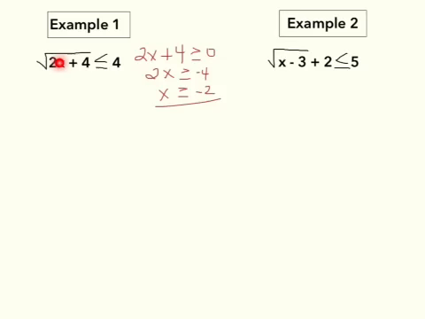Now I'm going to go solve this just like I did those equations. Isolate the radical. In this case it's already alone, so that step is good. Then apply the inverse operation. Because I'm taking the square root, I'm going to square both sides. So 2x plus 4 is less than or equal to 16.